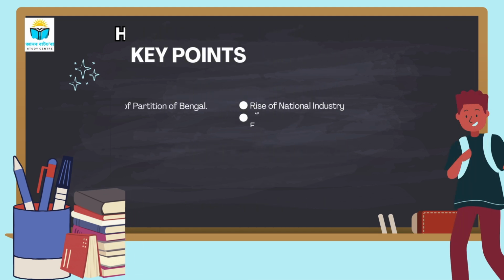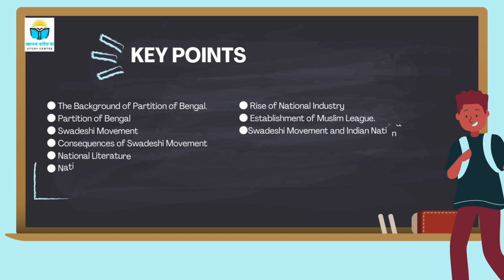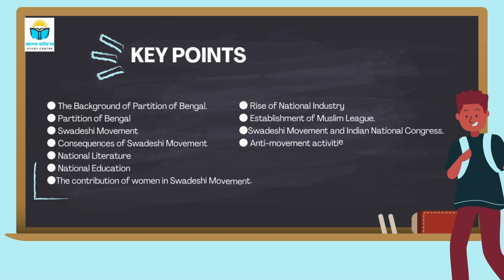The key points to be discussed in this chapter are as follows. The background of Partition of Bengal, Partition of Bengal, Swadeshi Movement, consequences of Swadeshi Movement, national literature, national education, the contribution of women in Swadeshi Movement, rise of national industry, establishment of Muslim League, Swadeshi Movement and Indian National Congress, anti-movement activities of the government, the contribution of Swadeshi Movement.